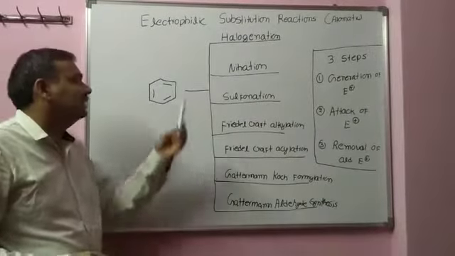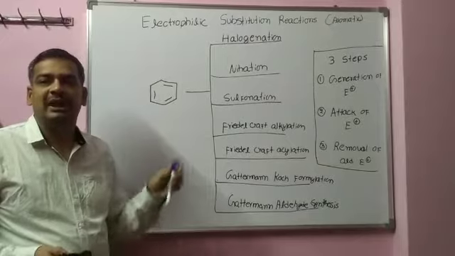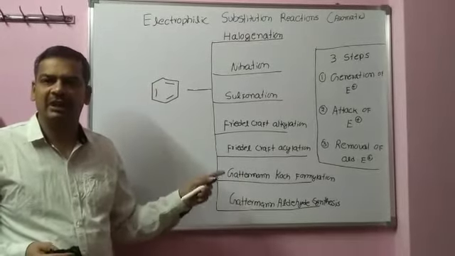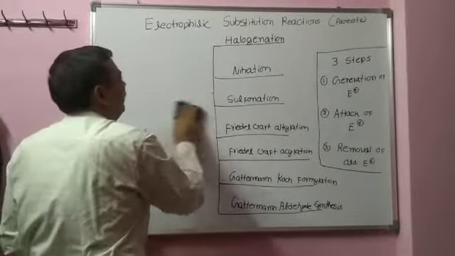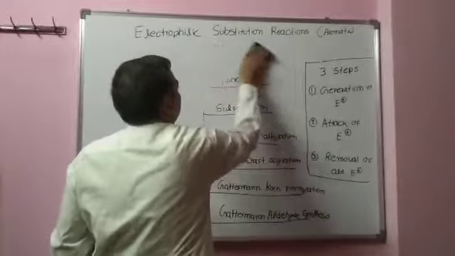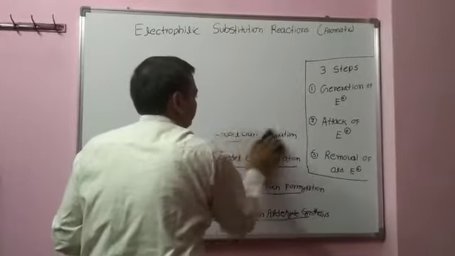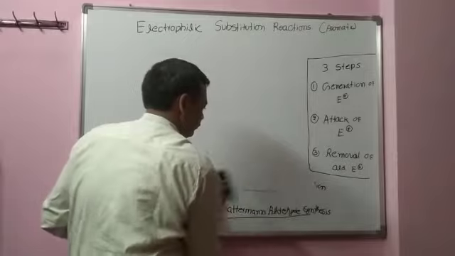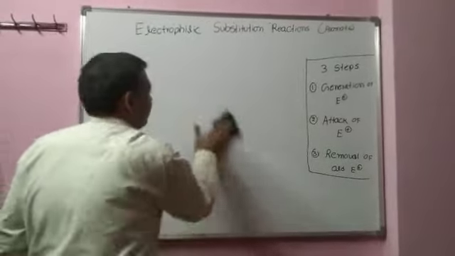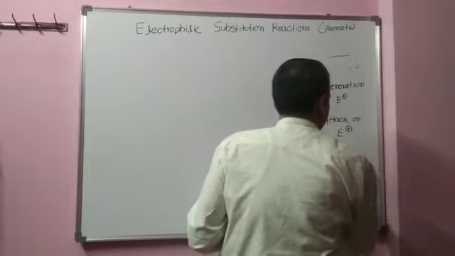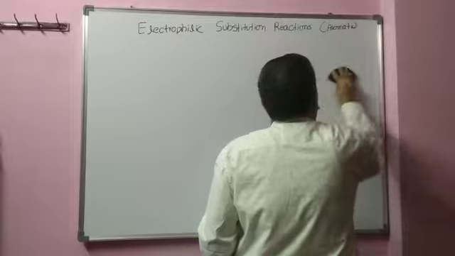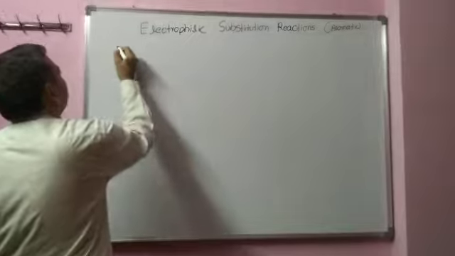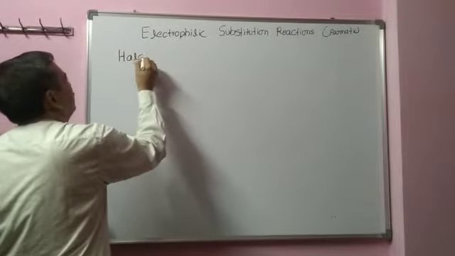So these are the possible electrophilic substitution reactions: halogenation, nitration, sulfonation, Friedel-Crafts alkylation, and Friedel-Crafts acylation. Now, let's discuss briefly one by one. First, halogenation.